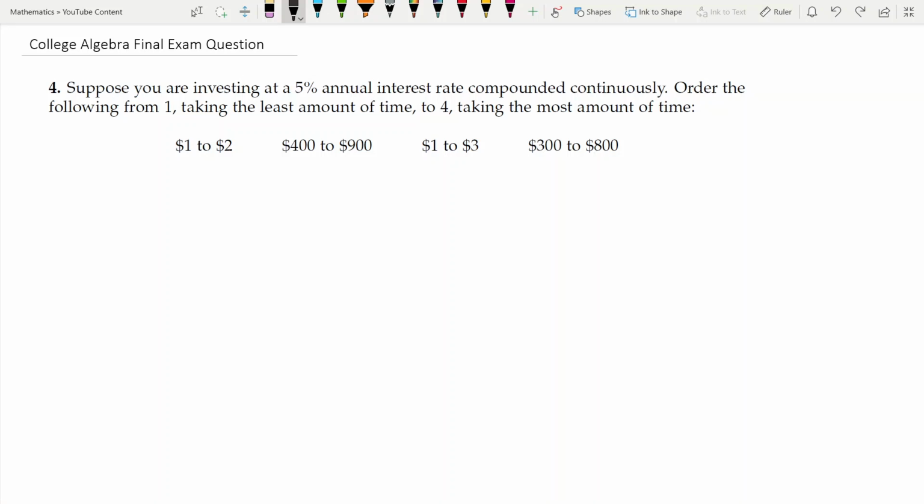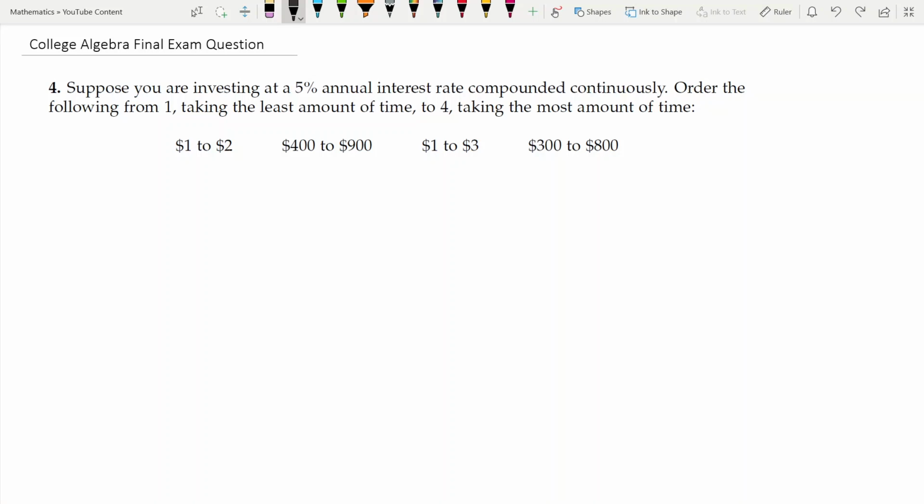I have a college algebra final exam question about compound annual interest rates. So we are investing at a 5% annual interest rate compounded continuously. Order the following from 1, taking the least amount of time, to 4, taking the most amount of time. So we have growing 1 to $2, 400 to 900, 1 to 3, and 300 to 800. So how do you go about doing this problem?